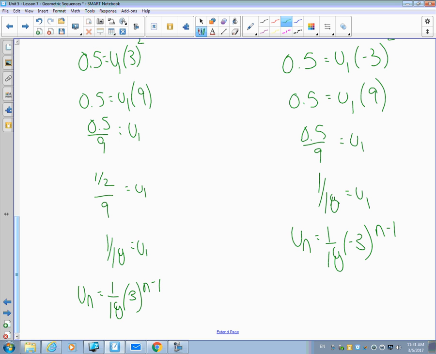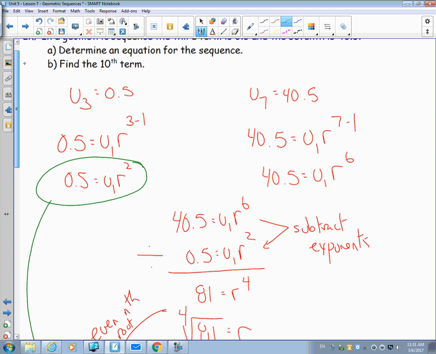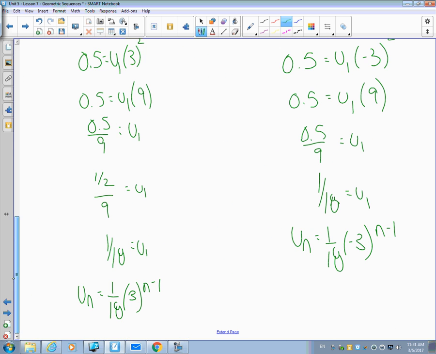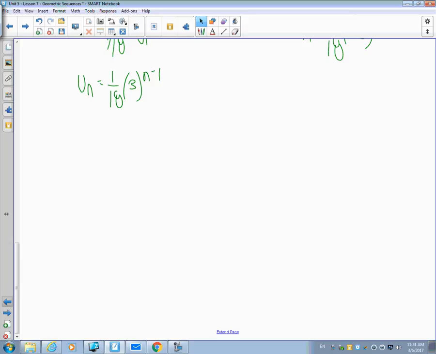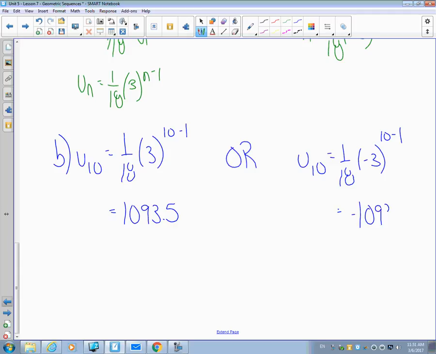There's part A. There's two answers to it. Part B asks, what happens? Oh, no, find the 10th term. So let's do that. And how many choices are there? Well, there's 2 of them. All right, so we need to find U10. U10 this way will give me 1/18 times 3 to the 10 minus 1. Into my calculator I go with that. I end up with 1093.5. Or U10, because I don't know, what happens if it's a negative in the middle? So if I do this one, I get the same number, but I get the opposite sign.